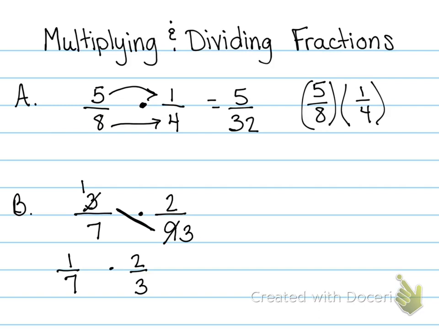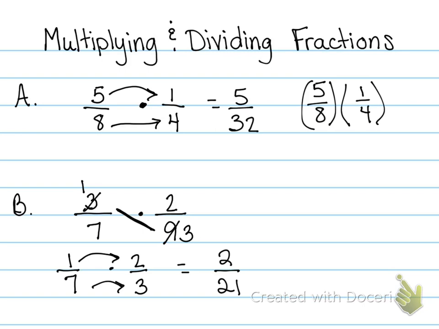I cross-reduced. Now I would multiply. 1 times 2 gives me 2, and 7 times 3 gives me 21. Then ask myself, can I reduce any further? And I cannot. So my answer is 2/21.